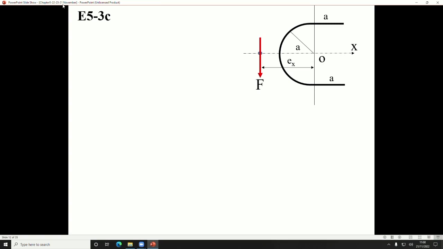So the next example which I'm going to solve is also a channel section, and that is example 3C. This is also a channel section, made of two flat panels and a semicircular panel. The objective is to find the position of its shear center.